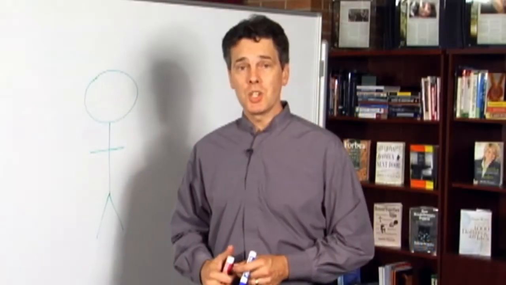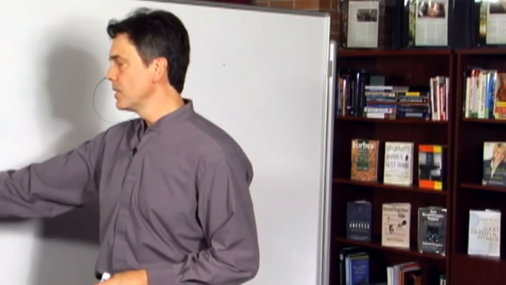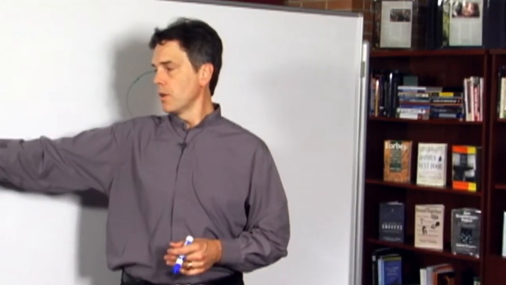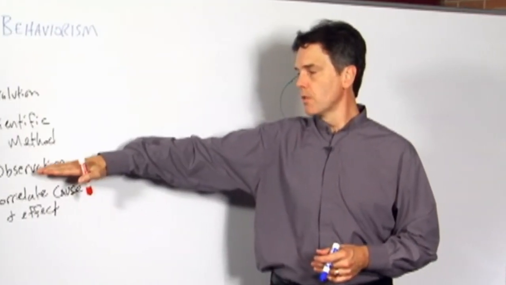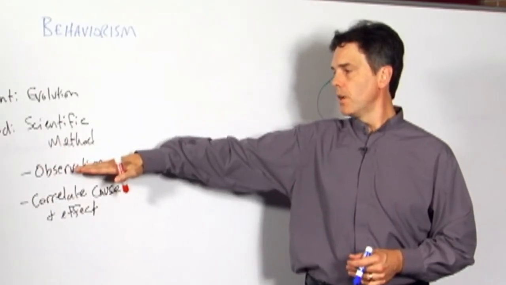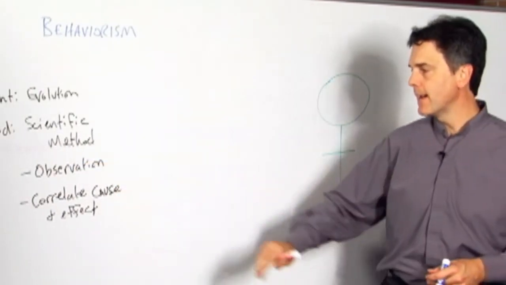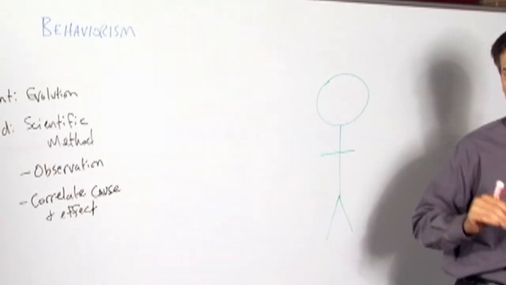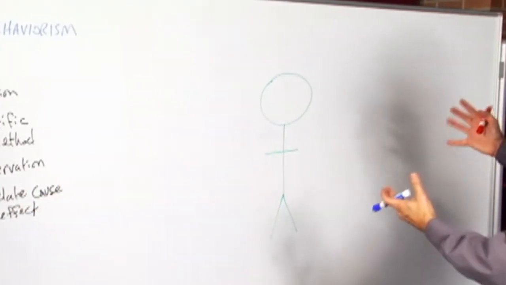All right, so now I want to take up the issue of what correlating cause and effect means for a science of psychology. As behaviorists, we're interested in looking at what is observable and only what is observable. Only that counts as scientific data. And then we're trying to correlate cause and effect relationships among those observational data.